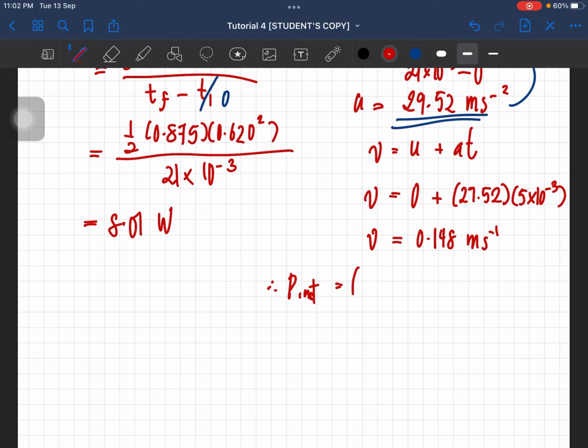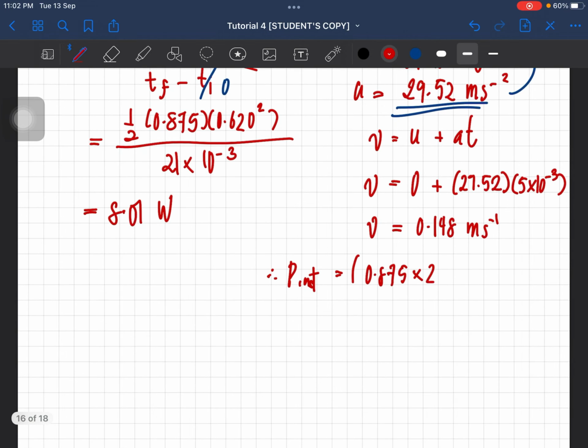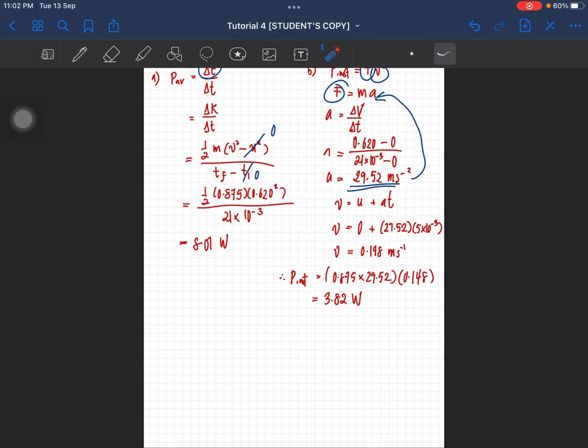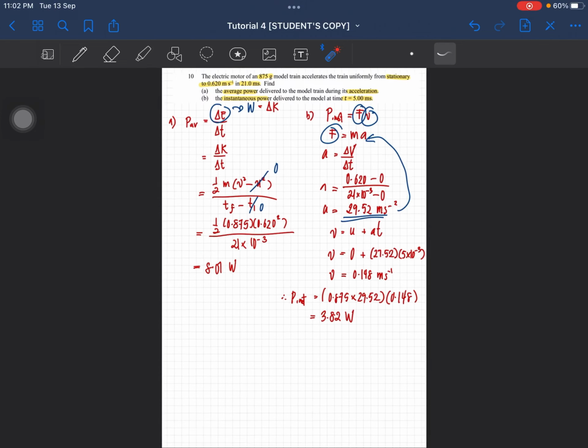So, boleh lah calculate the instantaneous power. Kamu akan dapat mass is berapa tadi? 0.875 times dengan the acceleration, which is 29.52 times dengan the velocity. Okay, so dapatlah instantaneous power there to be equal to 3.82 watt. Okay, so please remember the velocity that you are calculating is for 5 milliseconds. Kalau kamu guna 21 milliseconds, kamu akan dapat jawapan yang salah because dia minta t equal to 5 milliseconds. Right, so that is on power, and that is the solution for question number 10.